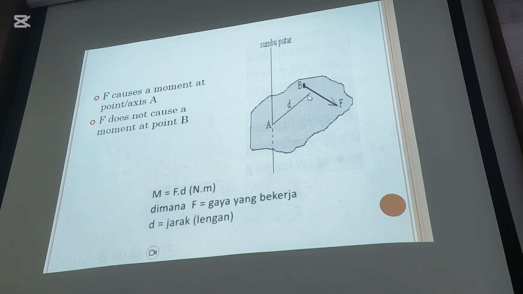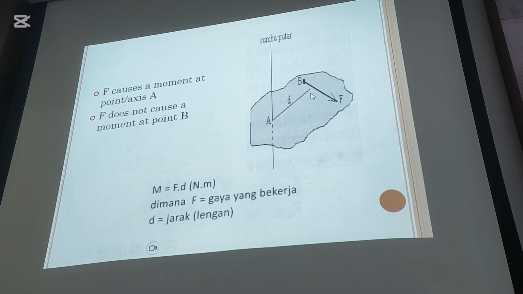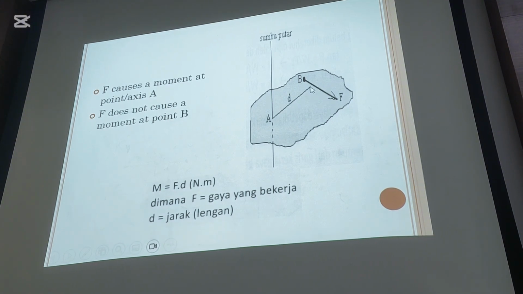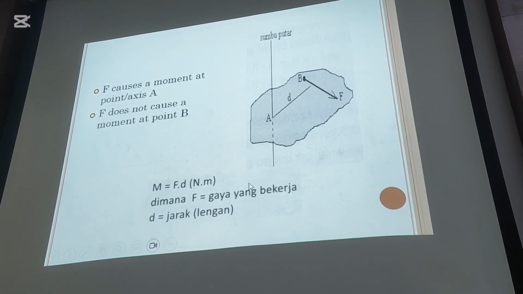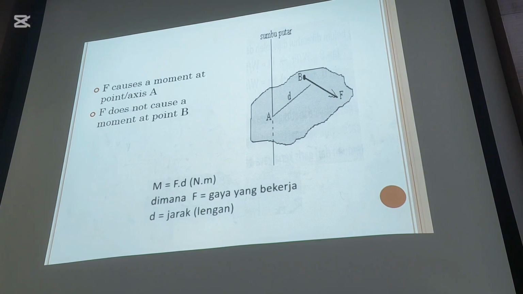But the D, if you don't know the D, you need to find out where is the D using this. You need to put a line, this has to be 90 degrees, this has to be 90 degrees. Then you can find the D. Then that's the D, and multiplied with F, you got the moment. It's a Newton meter for the unit.